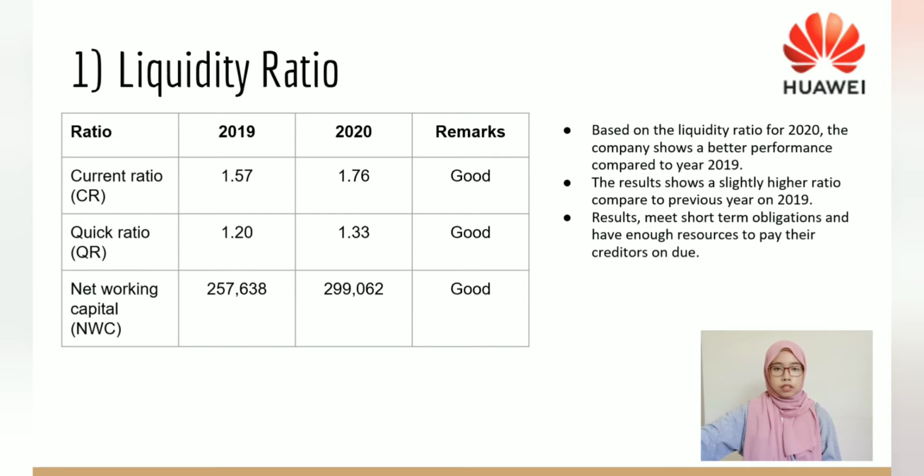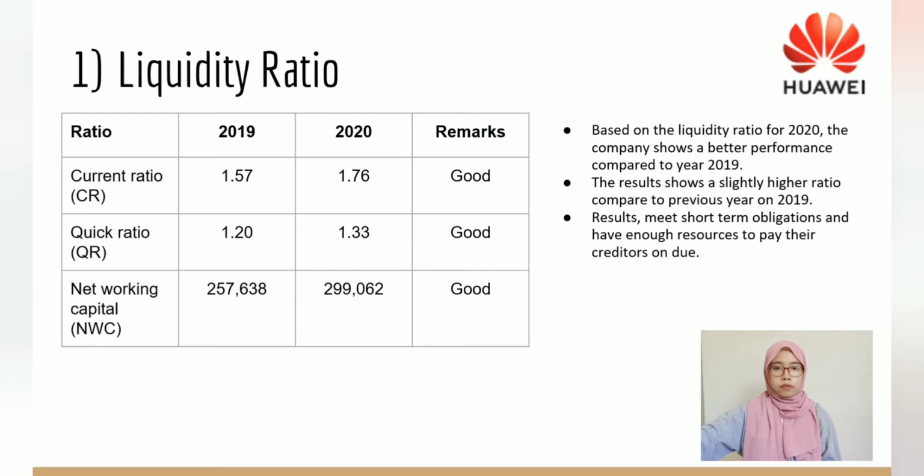Based on the calculation, the table shows the liquidity ratios for both years, 2019 and 2020, of Huawei Corporation. There are the current ratio, quick ratio, and net working capital. From the data provided, as we can see, the current ratio in 2019 is 1.57 and 2020 is 1.76, higher than 2019, which is a good result. In quick ratio, 2019 shows 1.2 and 2020 is 1.33, higher than 2019, which indicates a good result.